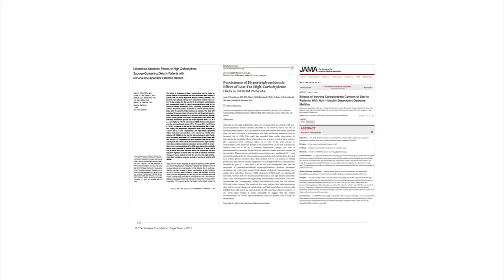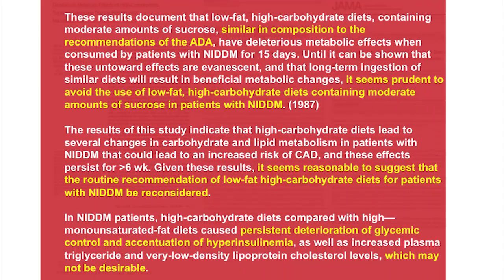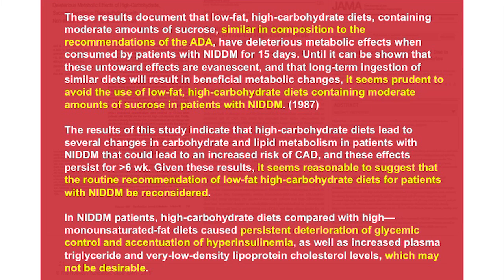So, in the next slide, in 1987, one of those publications, he said, these results document that low-fat, high-carbohydrate diets containing moderate amounts of sucrose, within the guidelines amount of sucrose that you're allowed, similar in composition to the recommendations of the American Diabetes Association. So these are dietary guidelines. And these are the conventional dietary guidelines. And what do?